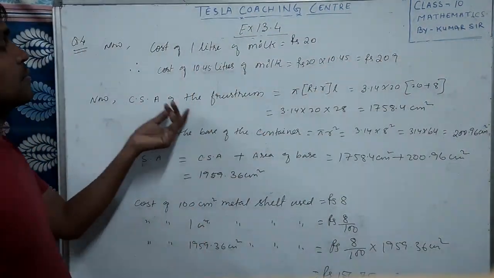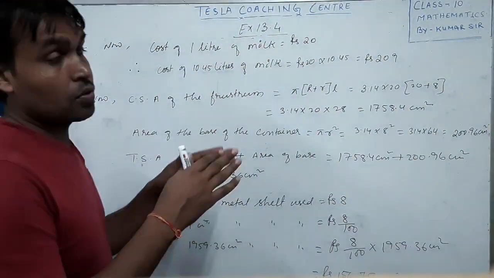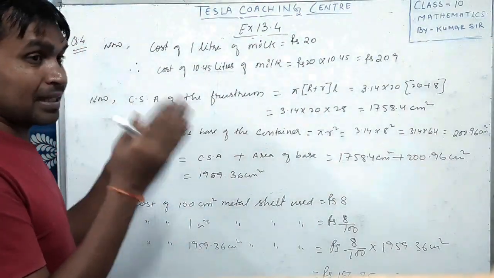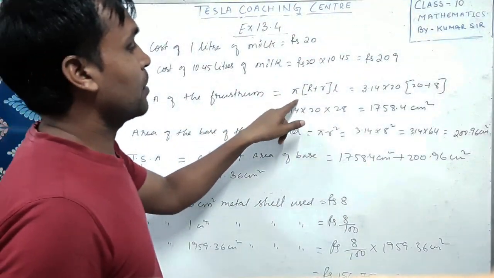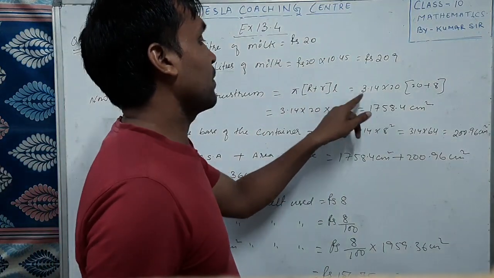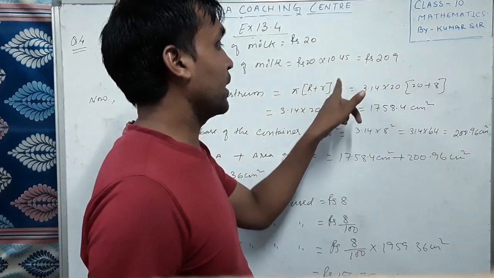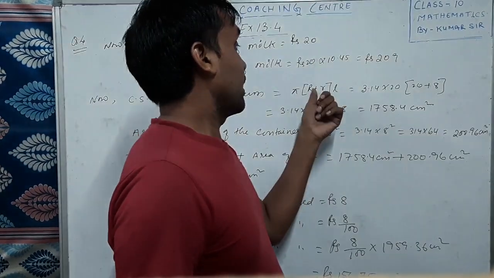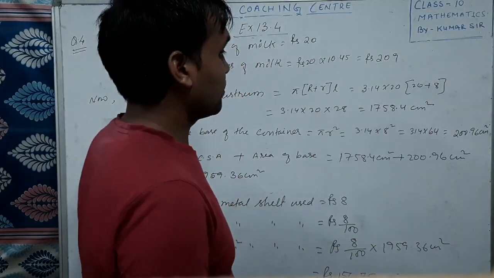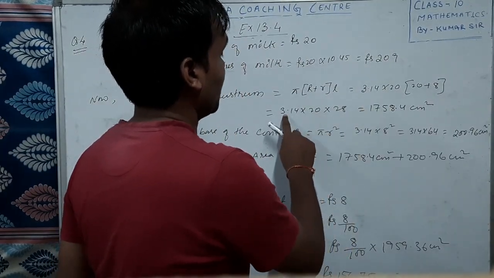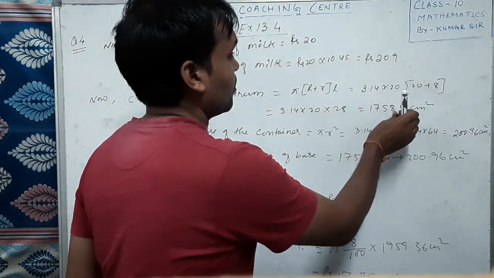Now we are finding the curved surface area of the frustum because we want to find the cost of the metal which is used for making that container. So the curved surface area of the frustum equals pi (R plus r) L. The pi value, as asked in the question, you have to take 3.14, into L which is 20, and R plus r is 20 plus 8. So you will get 3.14 into 20 into 28. If you multiply, you will get this much.